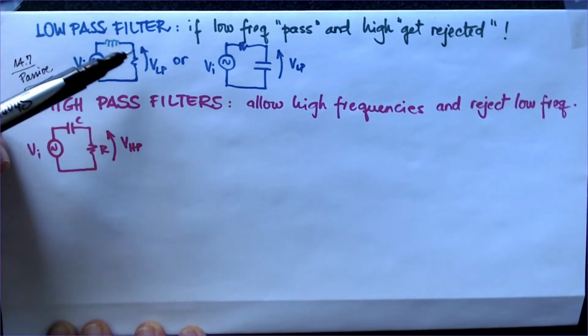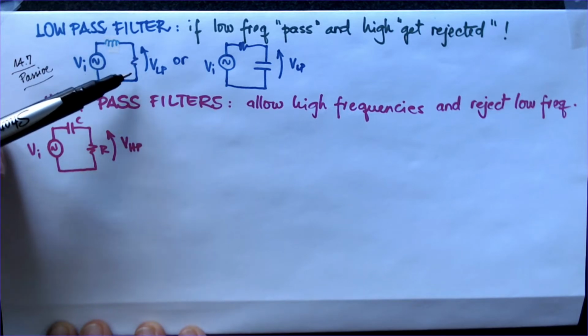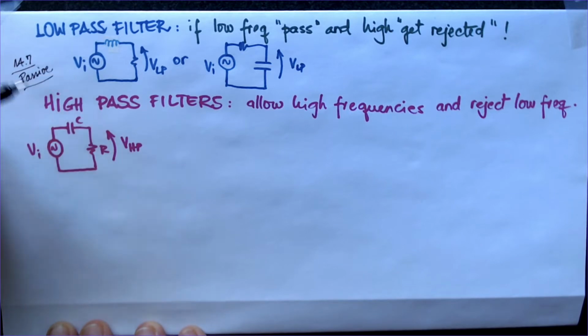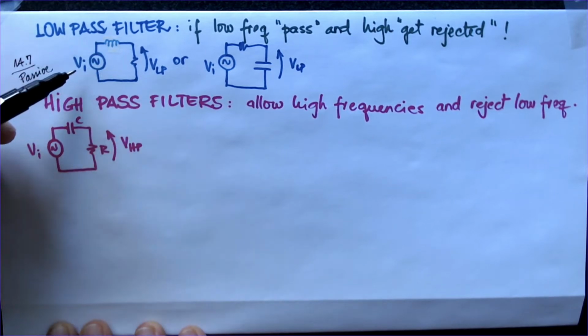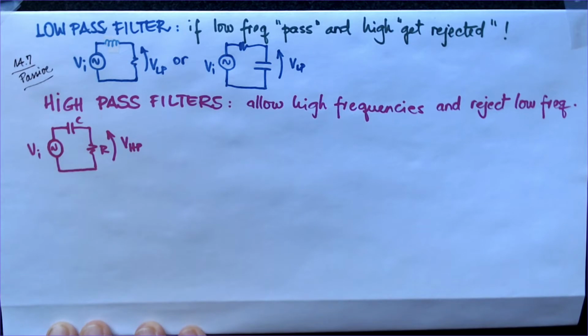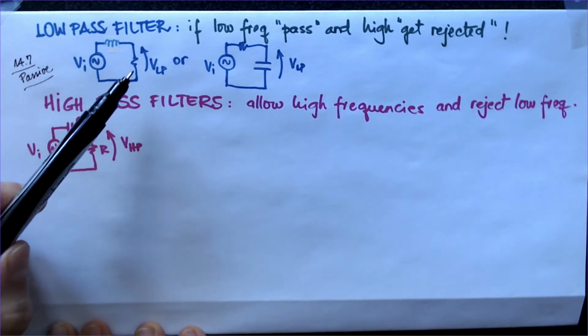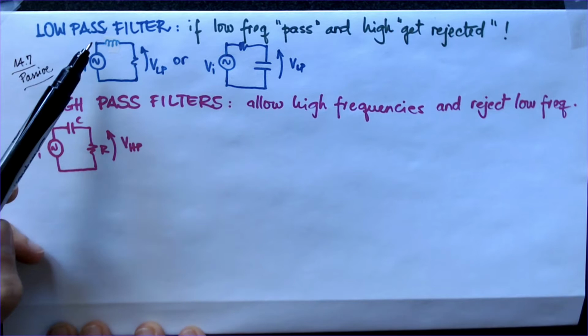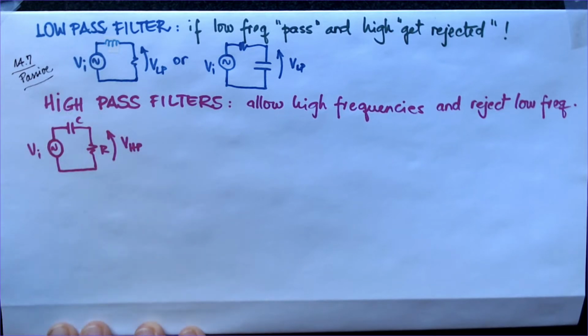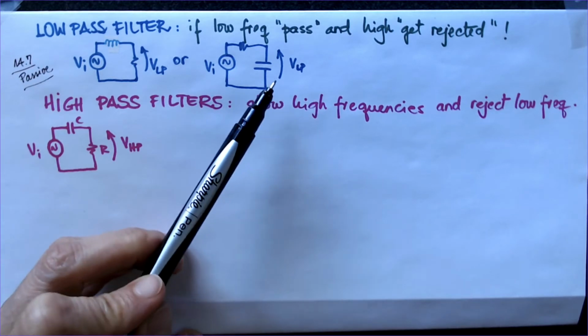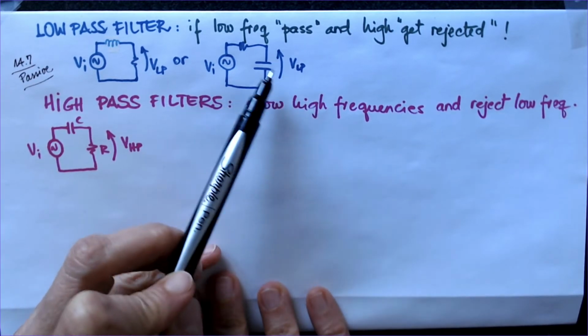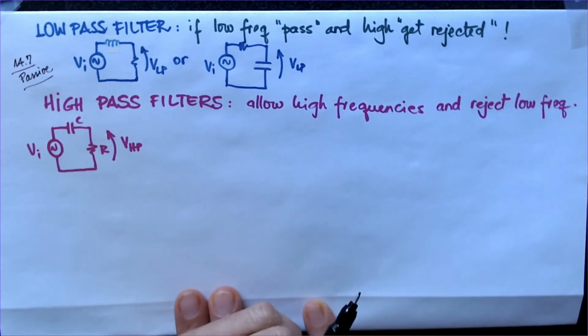So by taking the voltage across the resistor and doing the transfer function of this voltage over the input voltage, we see only the low frequencies coming through, and the high frequencies all get rejected. So the gain is much lower than 1. Same thing for an RC circuit if we get the voltage across the capacitor.